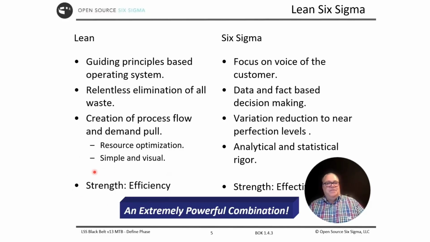So the big strength here, right, is efficiency. On the Six Sigma side, right, we're focused on our three voices: voice of the customer, voice of the business, voice of the employee, data-based decision making, getting rid of variation, so variation waste, nice parallel there. We've got some analytical and statistical rigor, so again, that data-based decision making, and so our processes become very effective. So hey, that's a nice combination. We're efficient and effective, and that's why the tool sets work so nicely together.